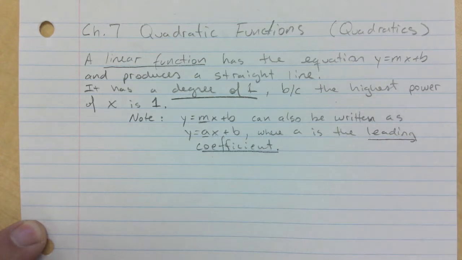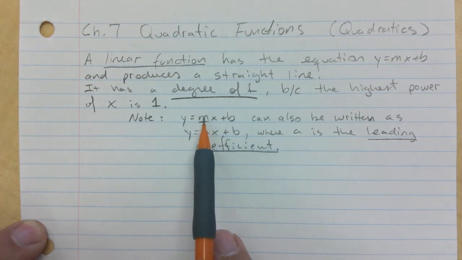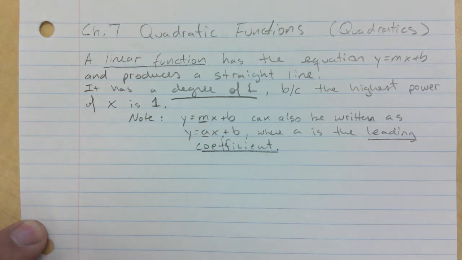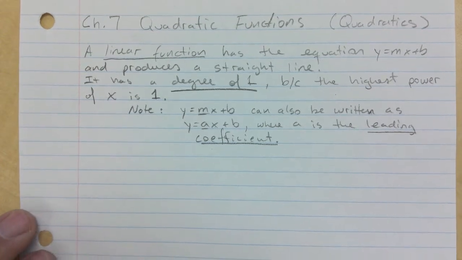Okay. And it tells us things, right? Like if we just look at a, or what you used to know as m, it tells us if this line is going up or down, right? Is it increasing or decreasing? So a tells us a lot of things, okay?